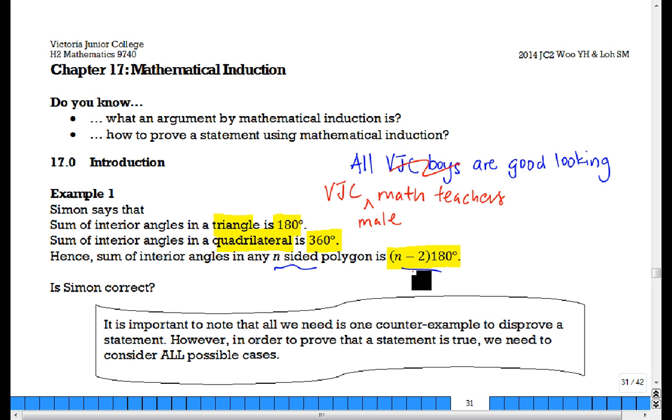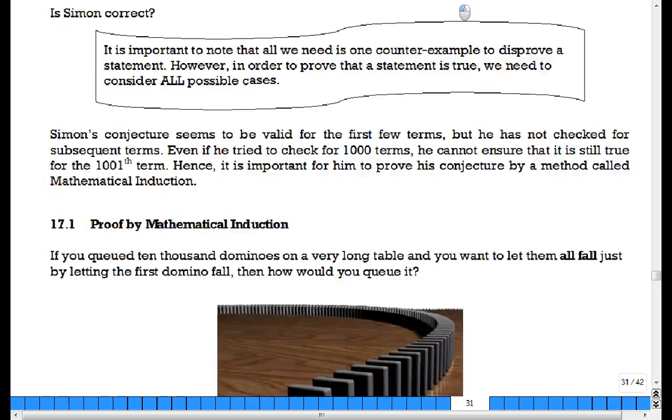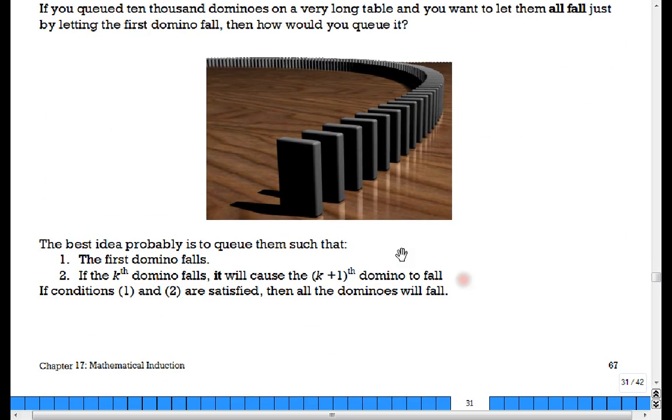In mathematics, this is called induction. Never mind if you don't quite understand. Let's look at the domino again. If you line the dominoes up, 1 domino, 2 domino, 3, and many dominoes. How do we ensure that all the dominoes fall?